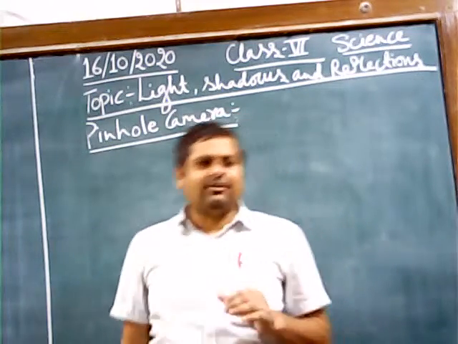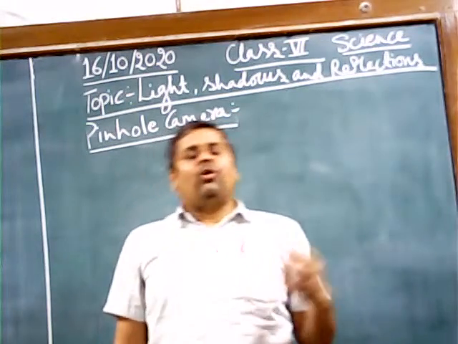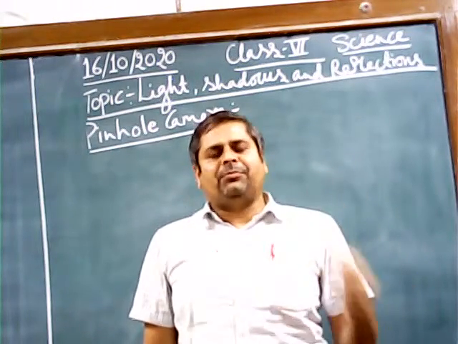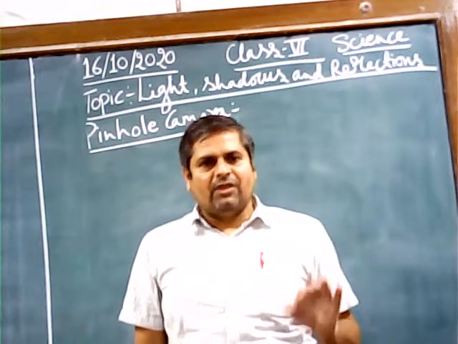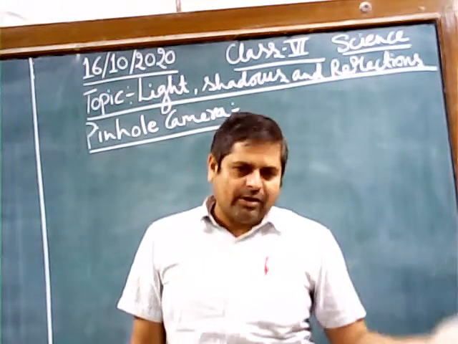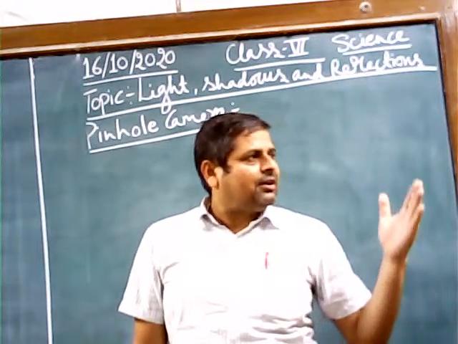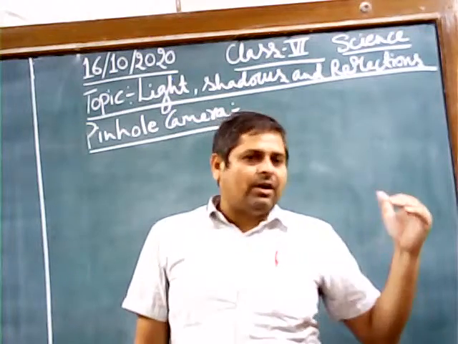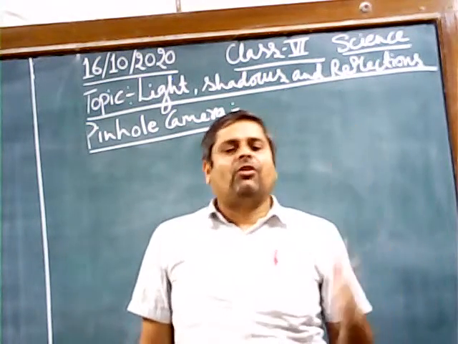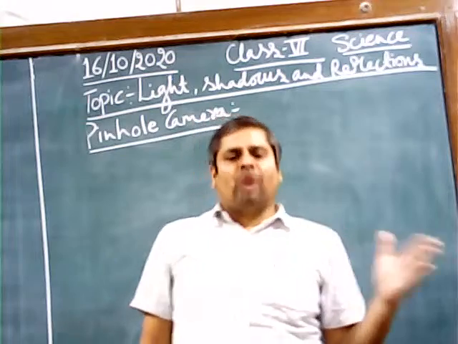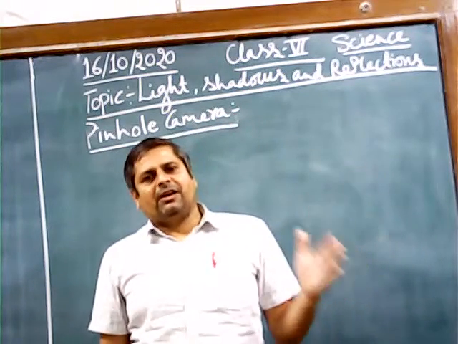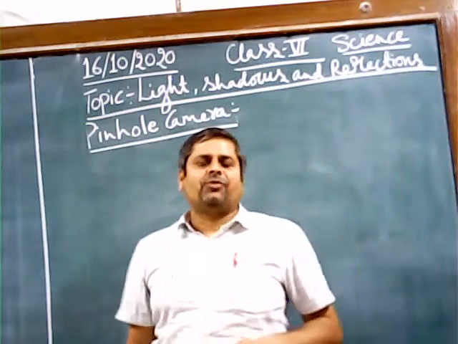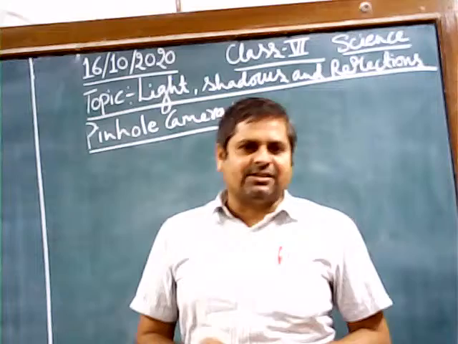Okay. Then second is opaque materials. Such materials which do not allow light to pass through them are called opaque materials. For example, wood, wall, stone, rock, all these are opaque materials because they do not allow light to pass through them, and hence we cannot see across them. Okay, children. So these are called opaque materials.